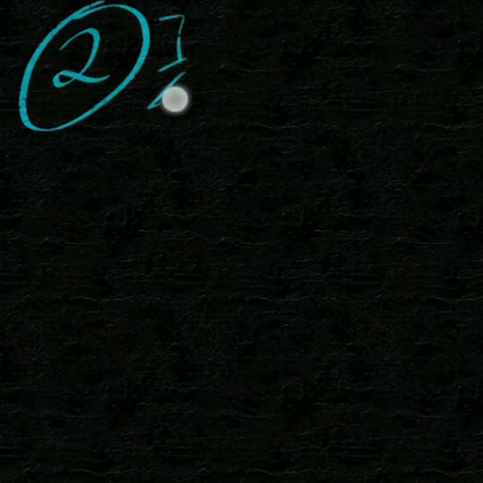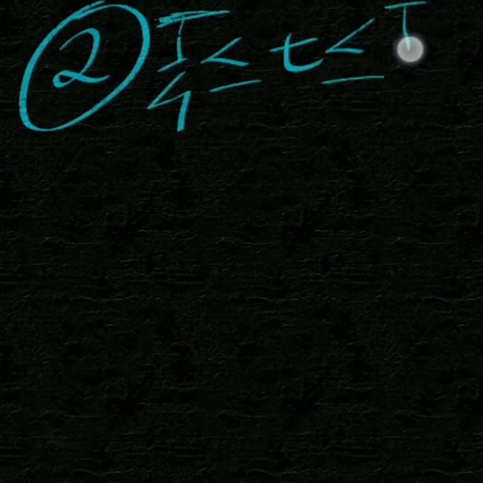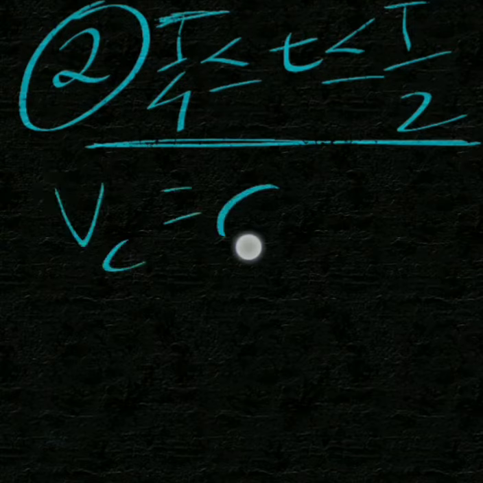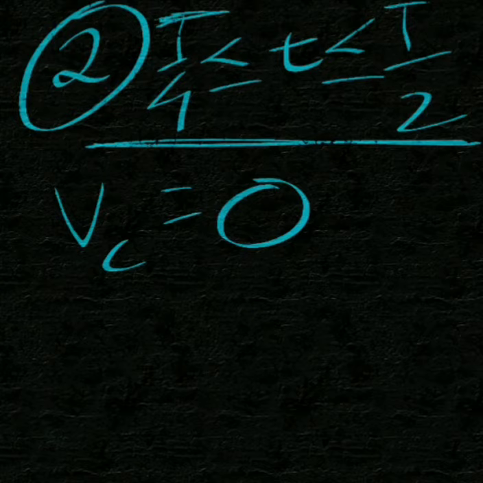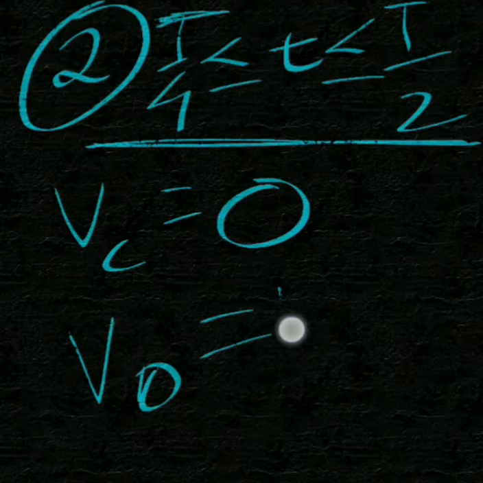Next, in the time range from T/4 to T/2, in this time range also our VC is at 0, and since the diode is still in reverse bias, our V output will also be same as in the first case, that is V in.